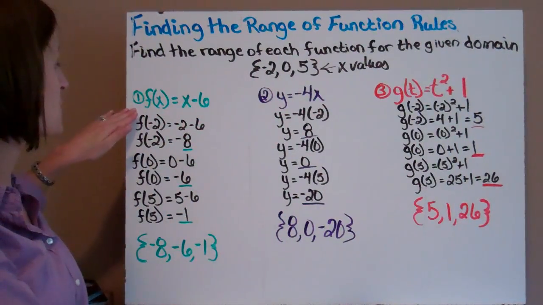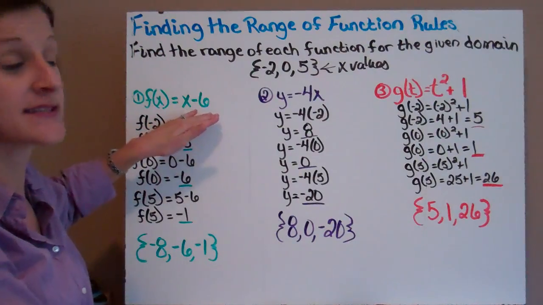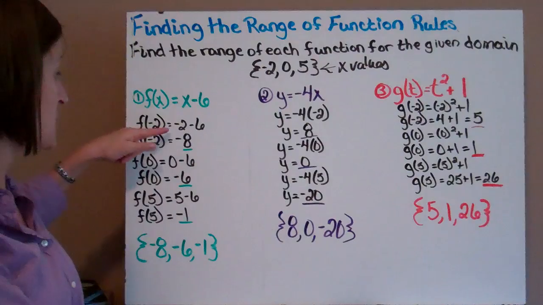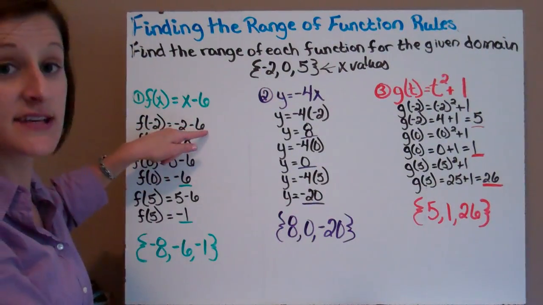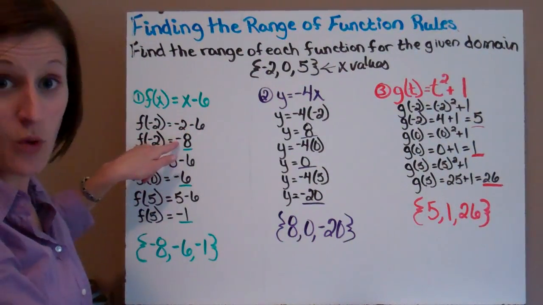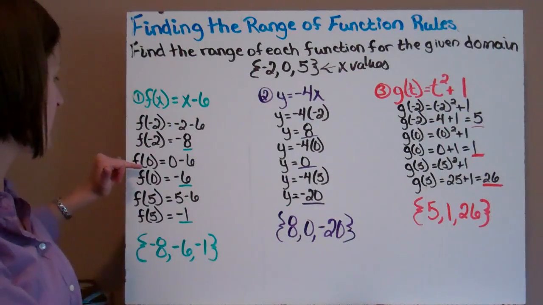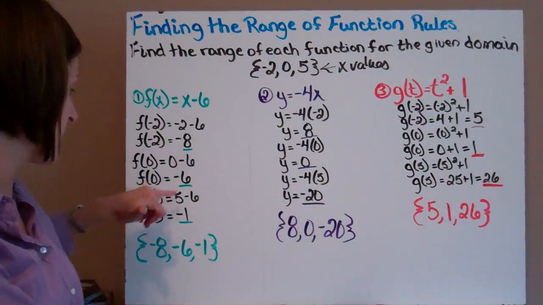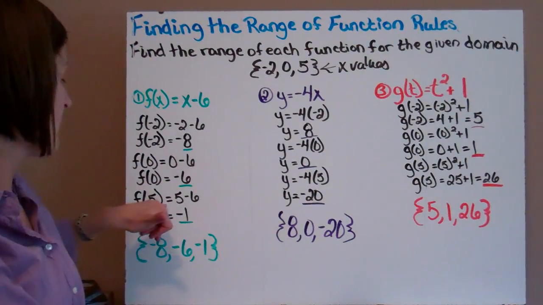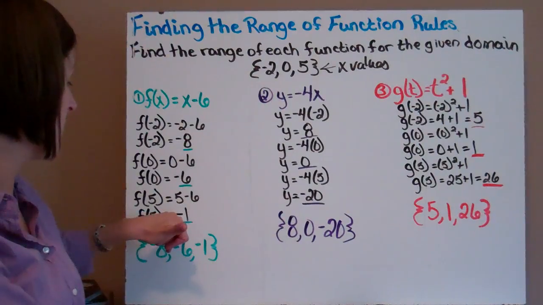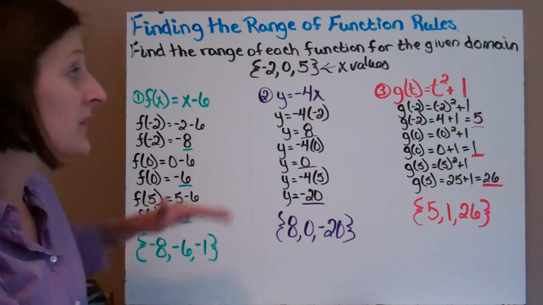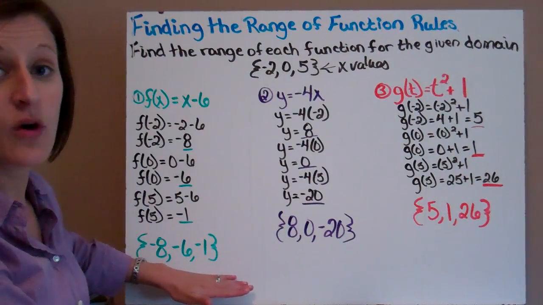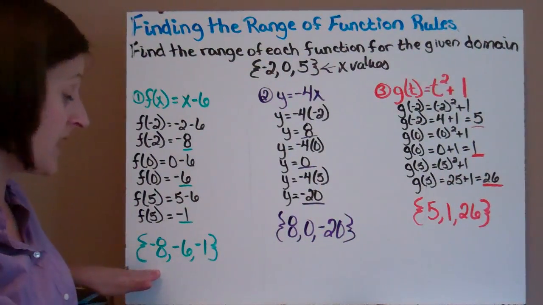So I have this first rule, f of x equals x minus 6. I want to plug in negative 2 first. So I do f of negative 2 equals negative 2 minus 6, which is negative 8, so that's 1. Then I do 0, so f of 0 equals 0 minus 6. 0 minus 6 is negative 6. There's my second range. Now I do f of 5 equals 5 minus 6, which is negative 1. So my range, when given this domain for this function, is negative 8, negative 6, negative 1. And that's all you have to write, is right there.